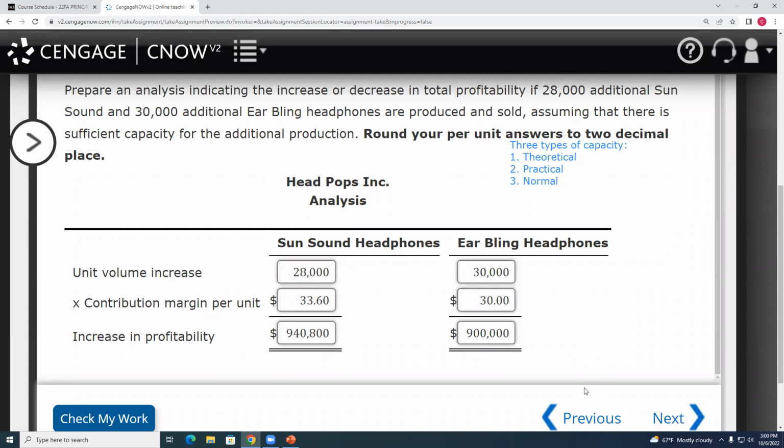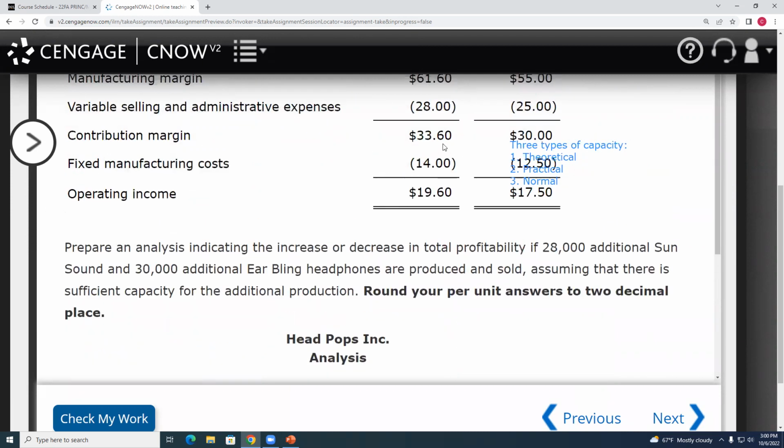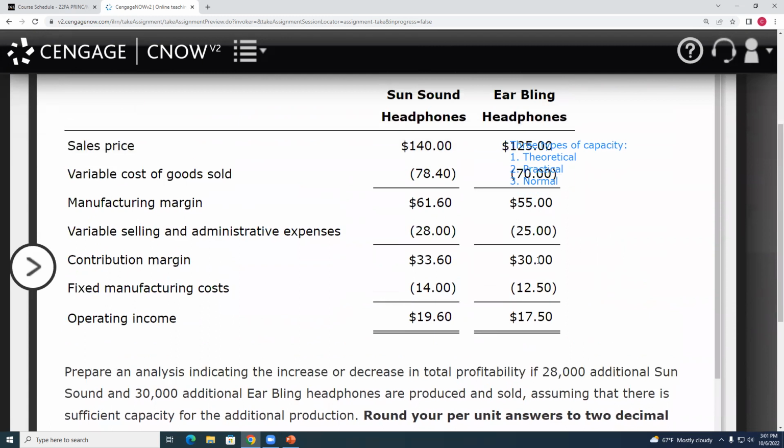if we did not have capacity to produce 58,000 more headphones in total, how would we decide which one or ones to produce? What do you think would be a reasonable way to decide that? So Sun Sound, we make more per unit, right? $33.60 compared to $30 in contribution margin for Earbling.